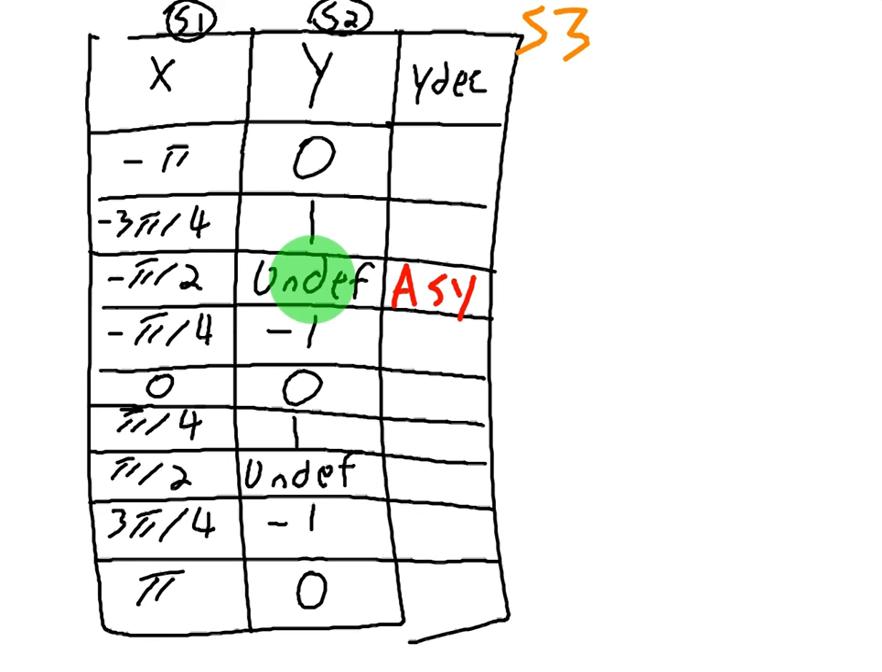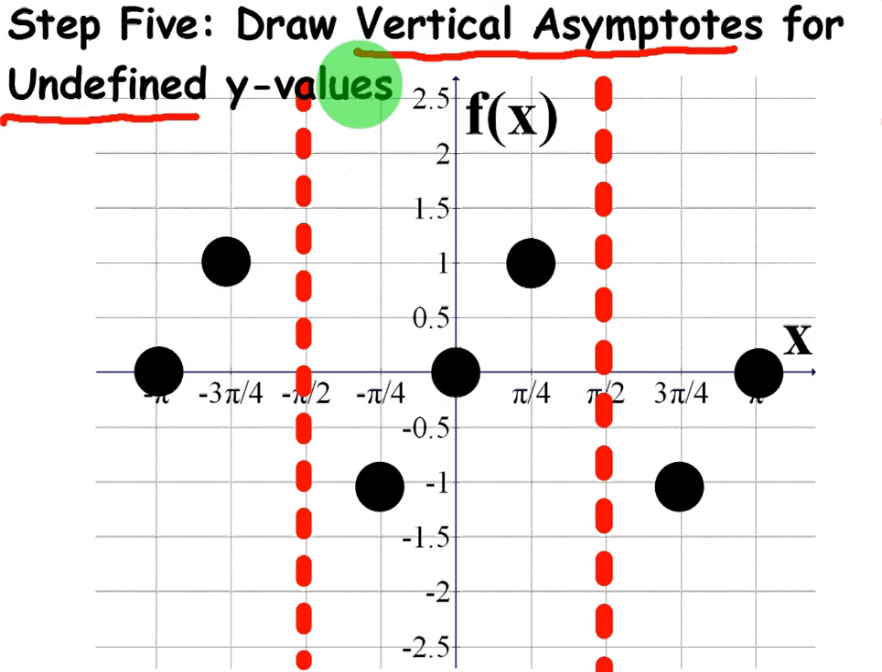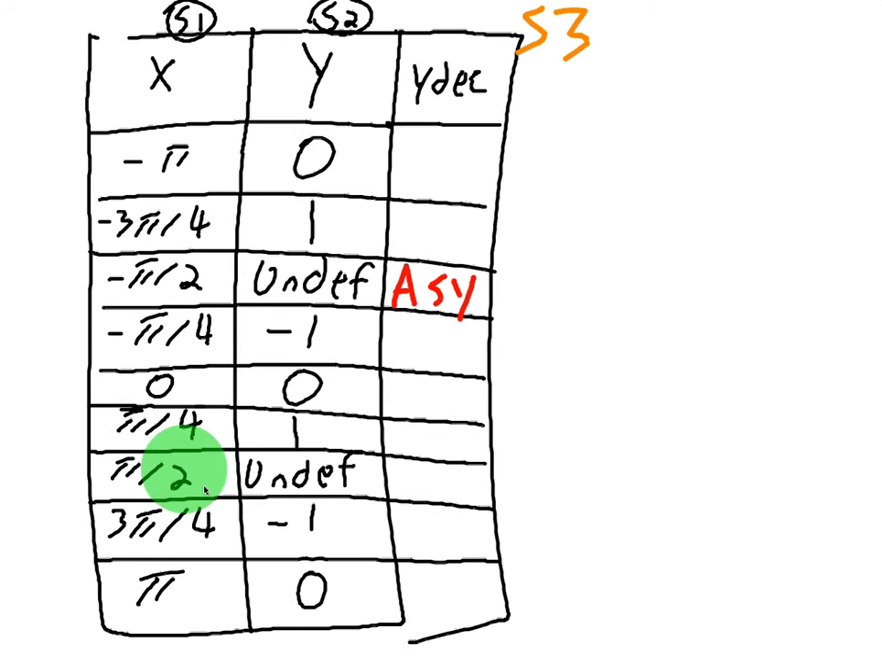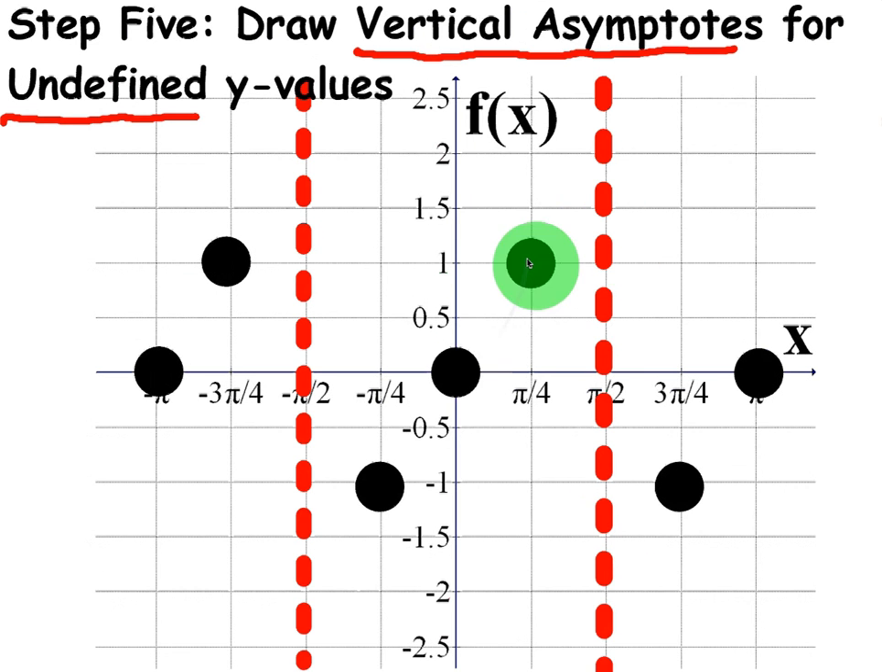We know there's going to be an asymptote because when we plug it in, we're plugging in 1 over 0, which is infinity. It's not going to be a hole, it's going to be an asymptote. We've talked about that before when we graphed rational functions. So at negative pi over 2, we're going to put an asymptote, and we're also going to put one at pi over 2. Since it's also undefined there, we're going to put an asymptote there as well. So now we can start to see a little bit better what this graph is going to look like after doing step 5 of drawing vertical asymptotes for undefined y values.